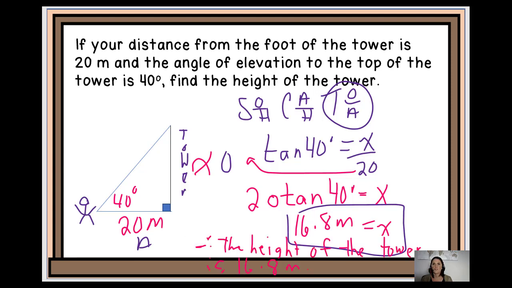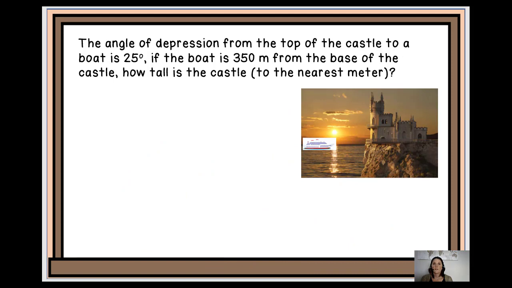Okay, let's go ahead and look at another example. The angle of depression from the top of a castle to a boat is 25 degrees. If the boat is 350 meters from the base of the castle, how tall is the castle to the nearest meter? Okay, so I have a little diagram here off to the side. There's a castle on the cliff. There's a ship kind of in the water. So we're going to draw a triangle to kind of model this question.